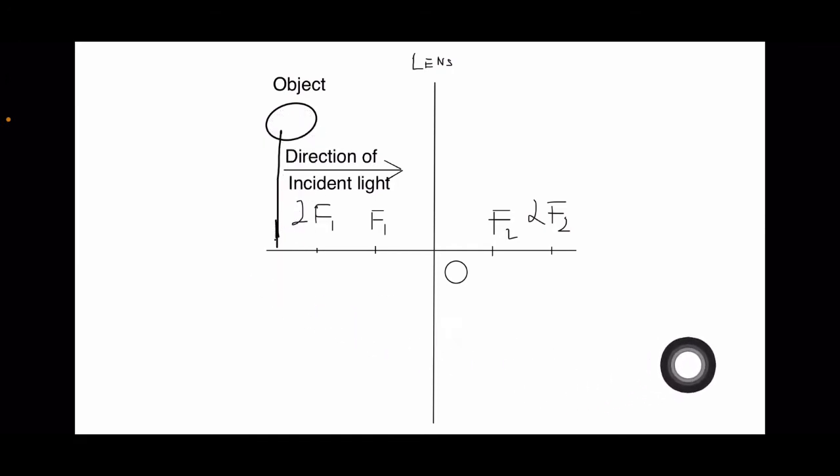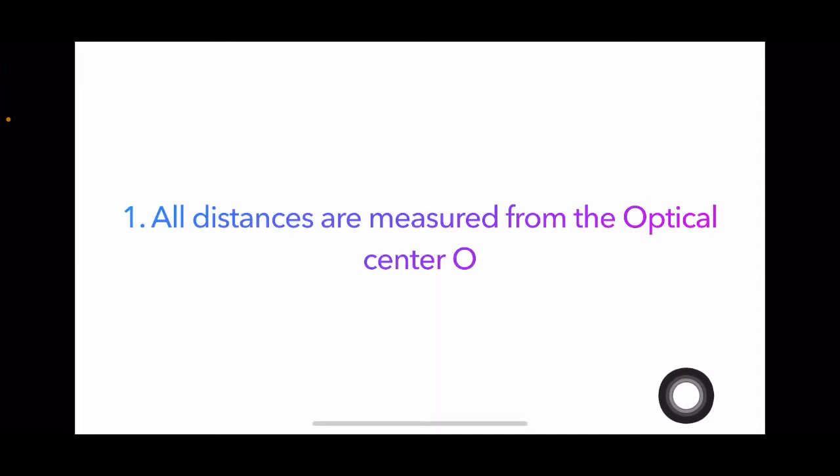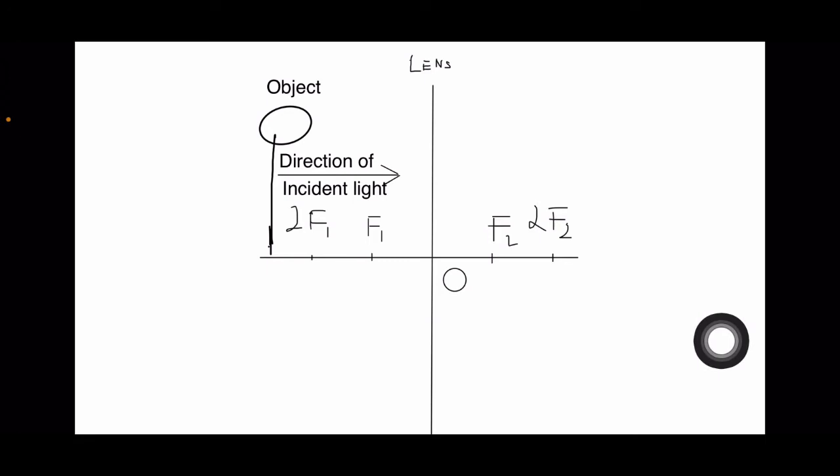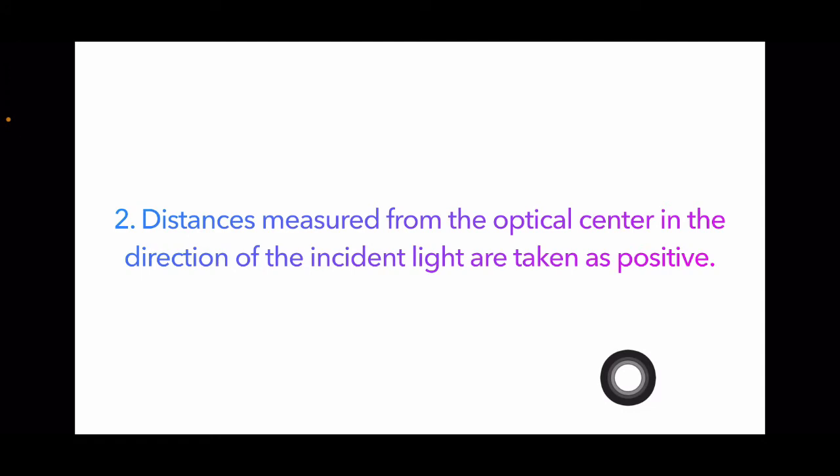Now the first rule for the new Cartesian sign convention is all distances are measured from the optical center O. That means that any distance that you measure, either on the left side or on the right side, should start from the optical center O, which is right here. The second rule is that distances measured from the optical center in the direction of the incident light are taken as positive.